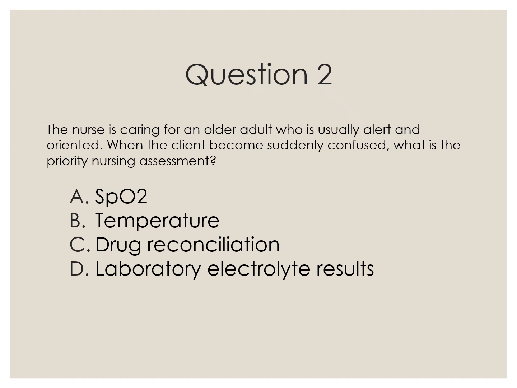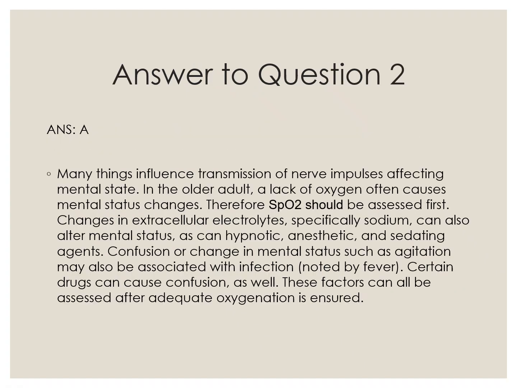For question number 2, go ahead and take a moment to review the question and look at your answer choices. You can pause your video here. And the answer to this is going to be A. So many things influence transmission of nerve impulses affecting the mental state. In the older adult, a lack of oxygen often causes mental status changes. Therefore, SpO2 should be assessed first.